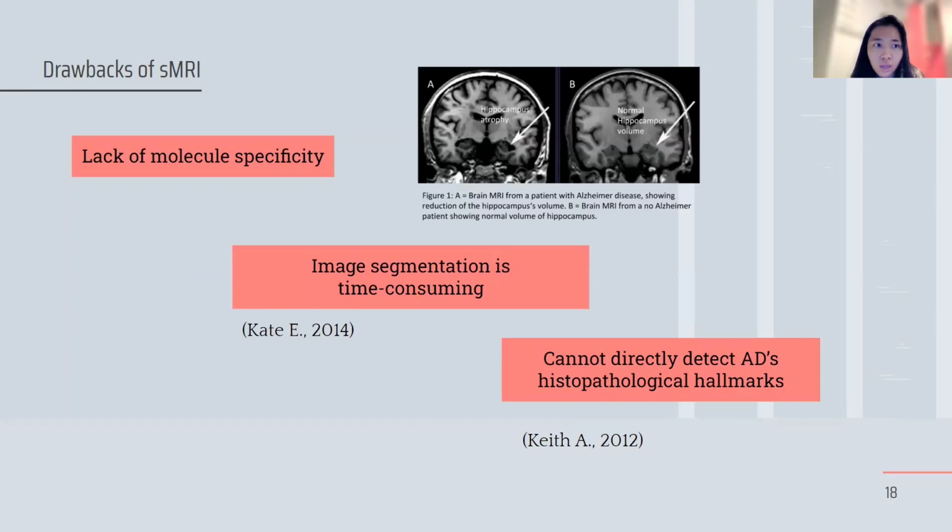For SMRI, it lacks molecular specificity because atrophy is not an Alzheimer's disease specific measure, and the image segmentation is time consuming compared to others due to its manual method, and it cannot directly detect Alzheimer's disease histopathological hallmarks such as the amyloid plaque in the brain.